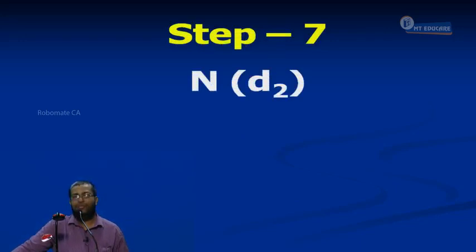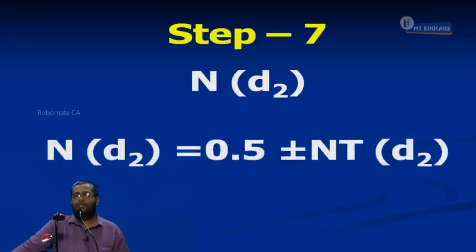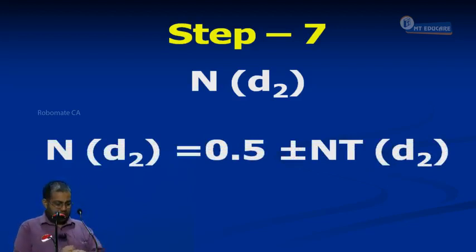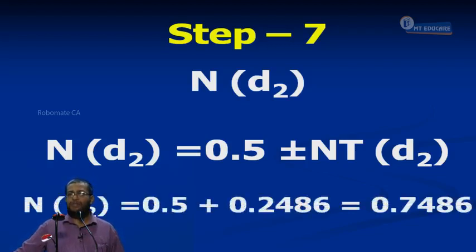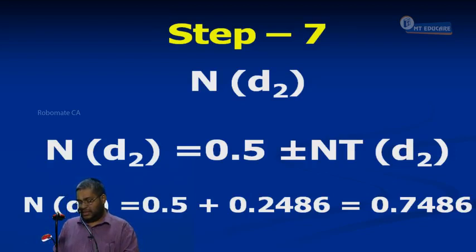Next is ND2. ND2 is equal to 0.5 plus or minus NTD2. And D2 is positive, so it is 0.5 plus 0.2486. 0.5 plus 0.2486 is equal to 0.7486. ND2 is equal to 0.7486.